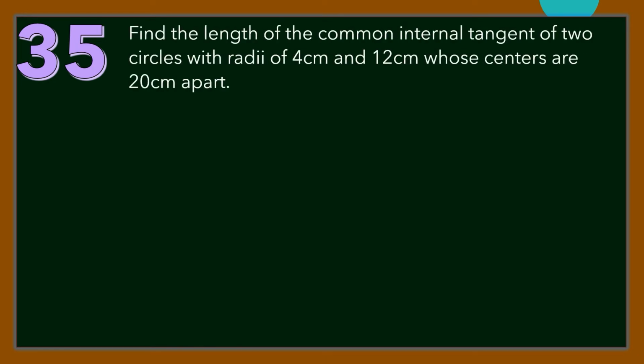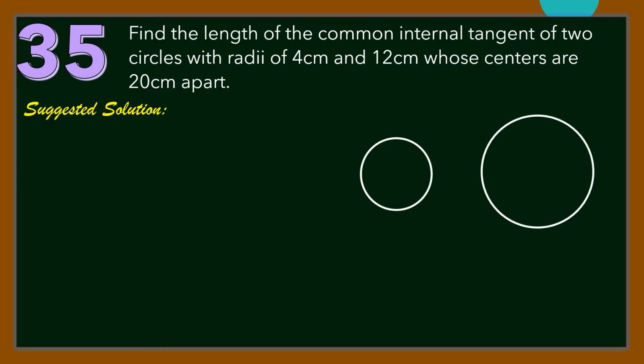Number 35. Find the length of the common internal tangent of two circles with radii of 4 cm and 12 cm, whose centers are 20 cm apart. Here is our suggested solution. Let us have two circles with radii of 4 cm and 12 cm respectively. The centers of these two circles are 20 cm apart, and we're looking for the length of the common internal tangent.